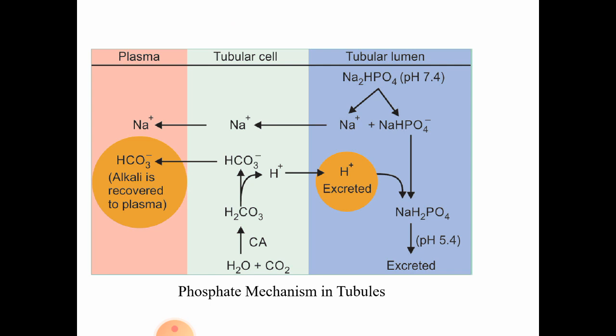Here, the same thing: in the tubular cell, carbonic acid breaks down to bicarbonate and hydrogen. Hydrogen is excreted into the tubular lumen, where it combines with sodium biphosphate to form monosodium hydrogen phosphate, and this is excreted. This explains the phosphate mechanism in the tubules which helps the acid-base balance, the acidification of urine in the form of sodium biphosphate.